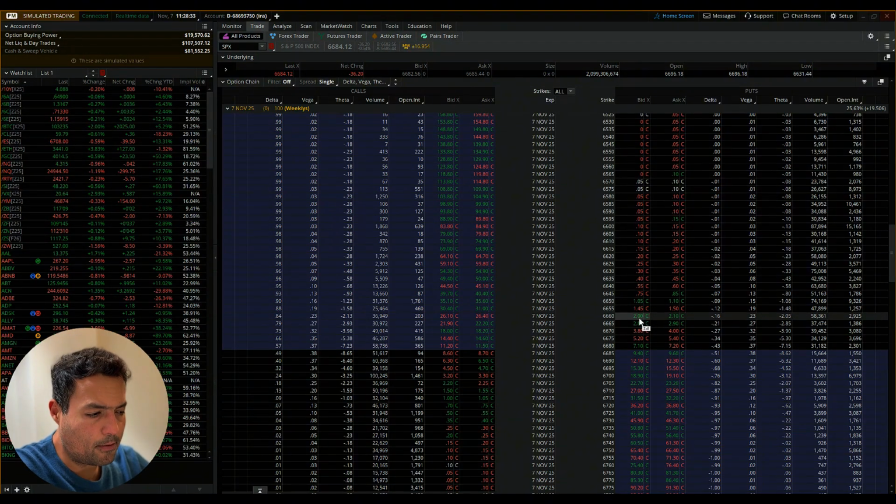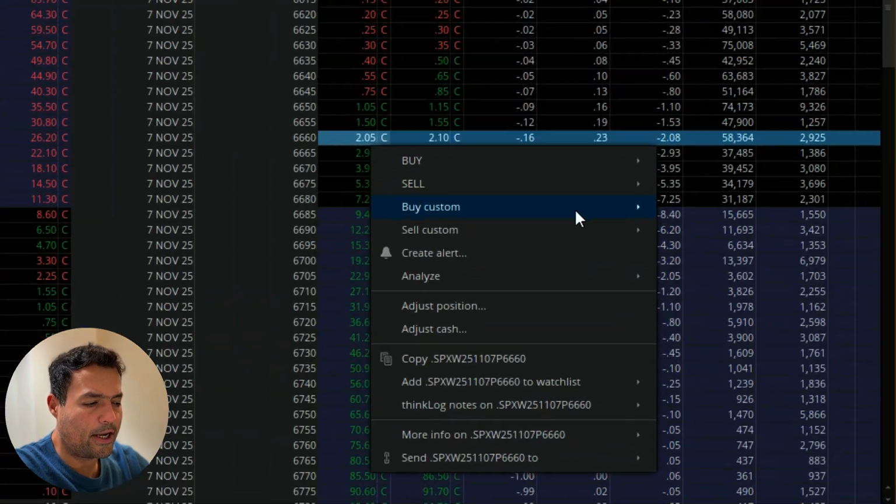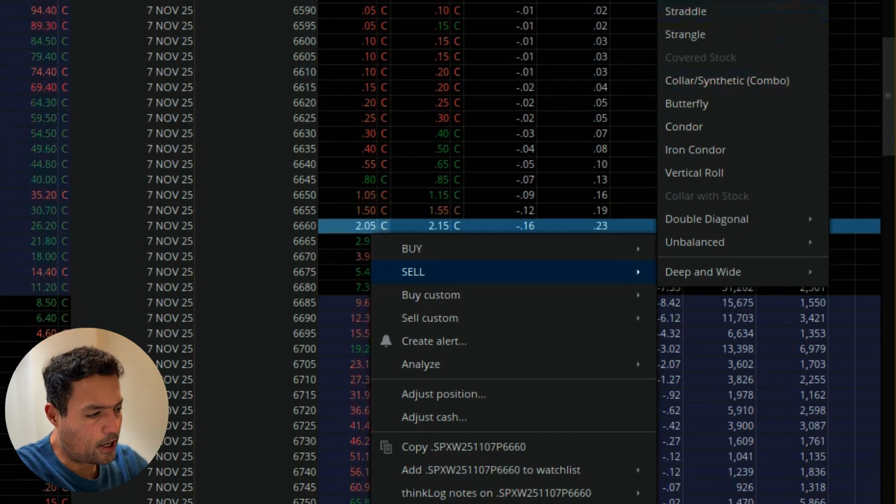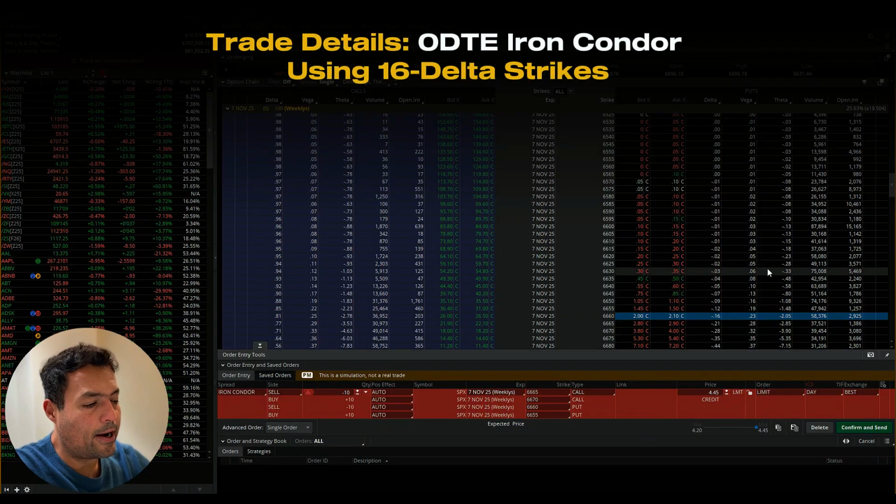It will give us the same result, but the Zero-DTE will also give us some indication of how the margin works in these cash products versus the futures options. Okay, so a Zero-DTE iron condor at 16 delta. Before I even put this trade on, I can tell you my expectation.